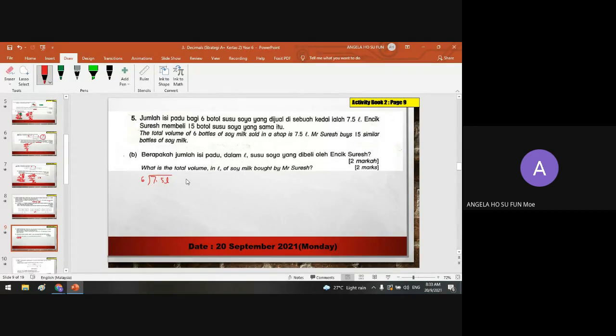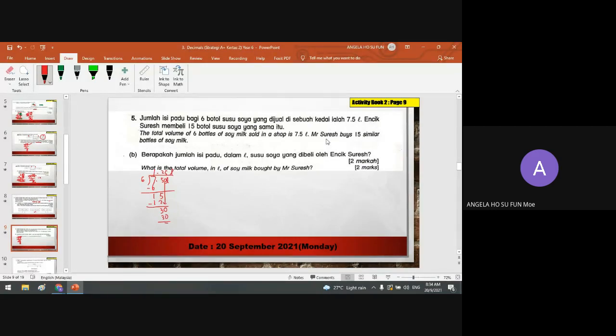6 times 1 is 6, remain 1, bring the 5 down, 15. Nearest here decimal point, 6 times 2 is 12. Okay, I minus, I still left 3. Okay, I add 1 0 here to bring down the 0. Okay, bring down 0, become 30. So 6 times 5 is 30. Okay, so I know that 1 bottle is 1.25 liter.